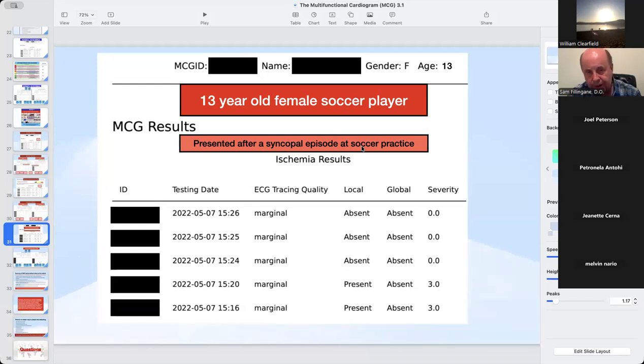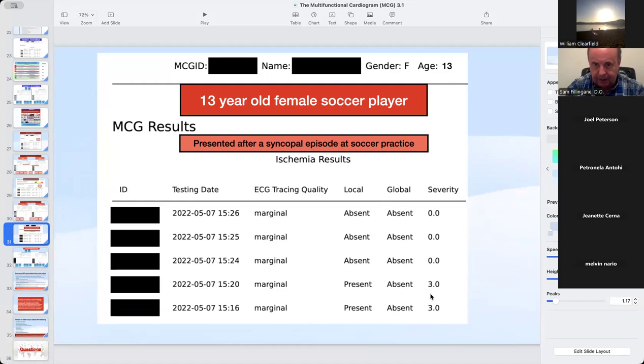The father was aware of the MCG and found me and asked to get this test done before his daughter went back to play soccer for the school program. Long story short, this is the MCG that we saw.